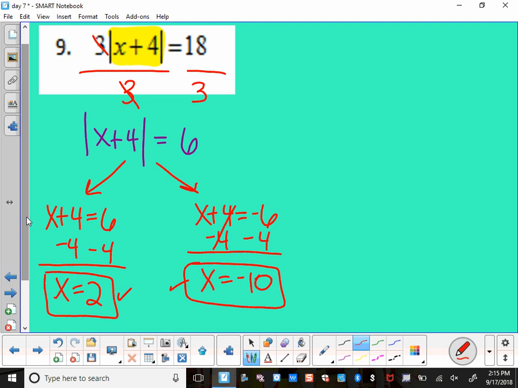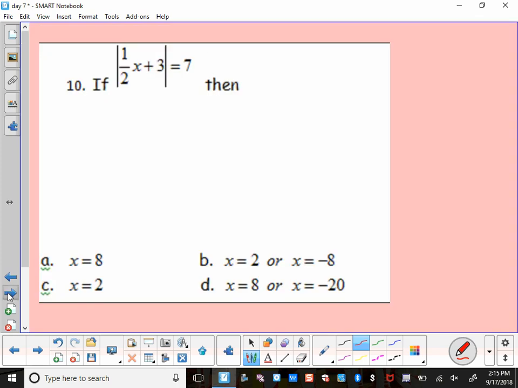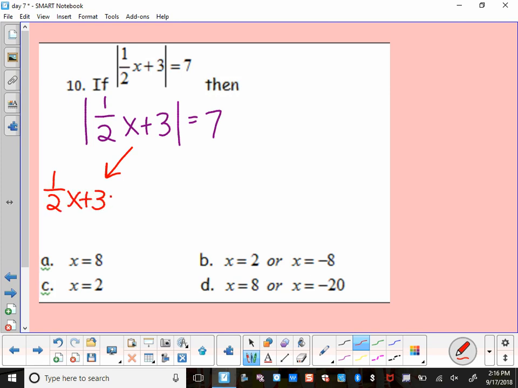Okay. Last one, number 10. Did anyone actually do number 10? Tried it? Okay. This one gets confusing just because it looks a little weird. All right, so absolute value is already by itself, so I split it. 1/2 x plus 3 equals 7. 1/2 x plus 3 equals -7.